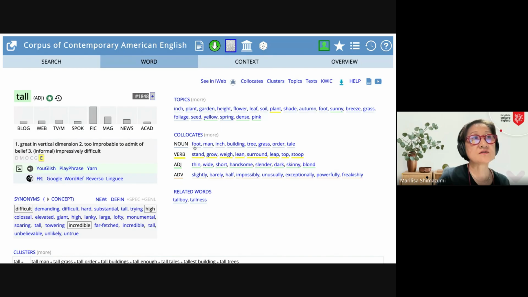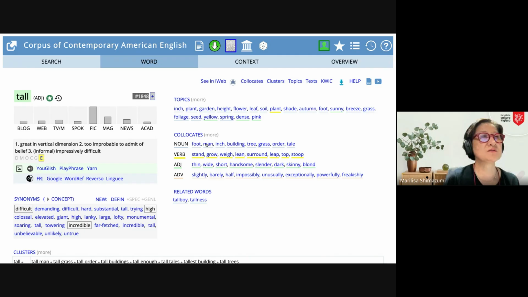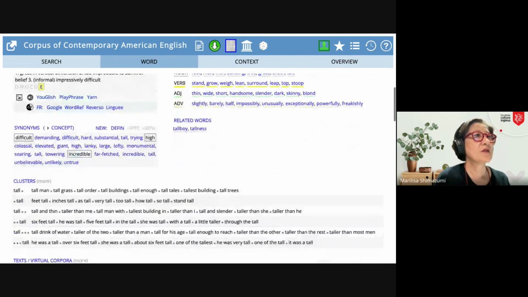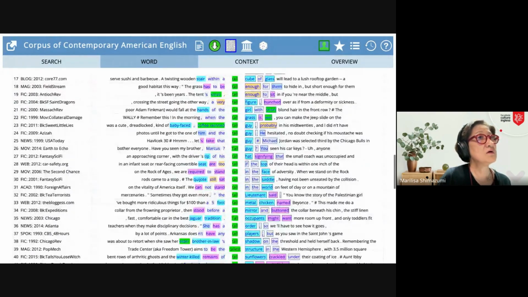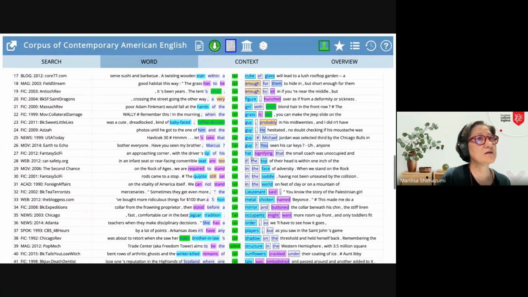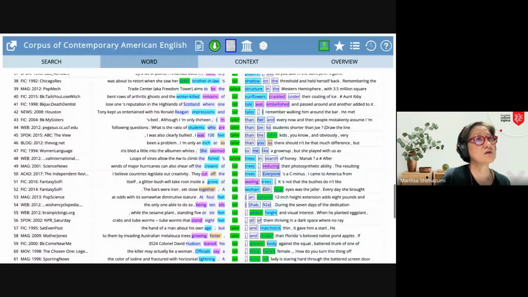Look at the collocates. Tall foot. Well, we're talking about the measurement, right? Imperial measurement. So tall man, tall building, tall tree, tall grass, tall order, tall tale. These are idioms. Inch and foot, they are measurement, right? And look at the clusters. When we talk about tall: tall guy, tall occupants, tall players, tall structures.